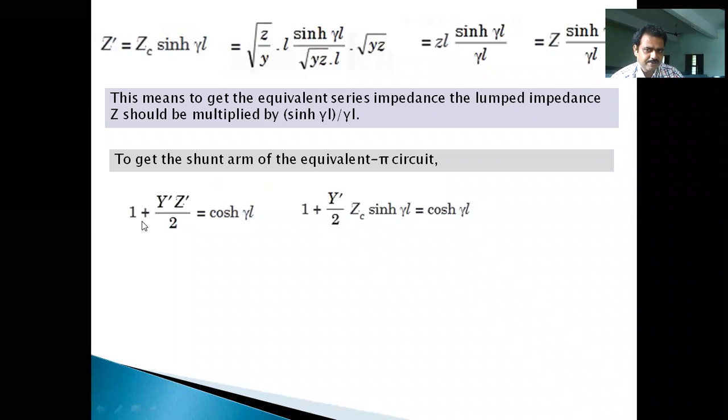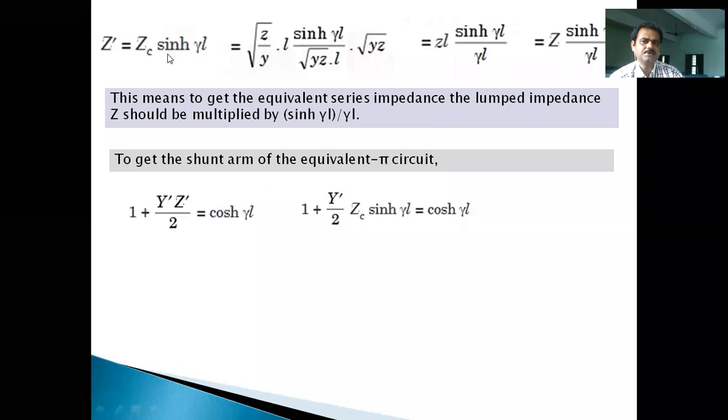Again, the same equation, y dash z dash by 2. Here, z dash we have already obtained, which is equal to Z into sine h gamma l by gamma l. That we have to substitute here, which is equal to cos h gamma l. So substituting the z dash value, zc into sine h gamma l, which is equal to cos h gamma l.